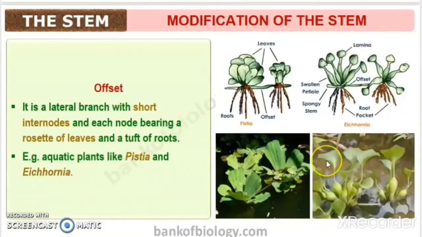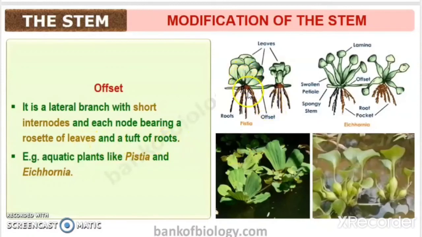Okay, now let us learn about the next stem, which is the offset. So these are also lateral branches. Lateral branches are nothing but the secondary branches which arise from the main axis of the stem. These are lateral branches with very short internodes. It means that the space between the leaves will be very, very less, and each node will bear a rosette of leaves and a tuft of roots.